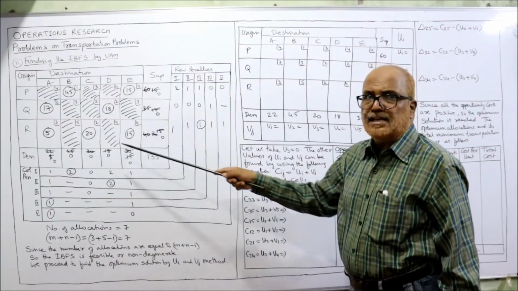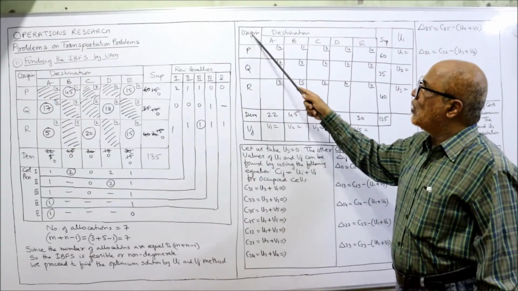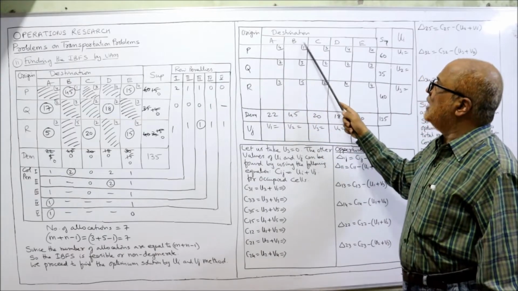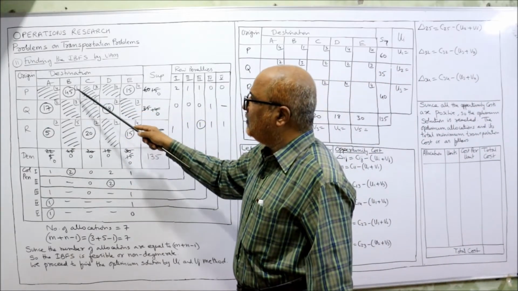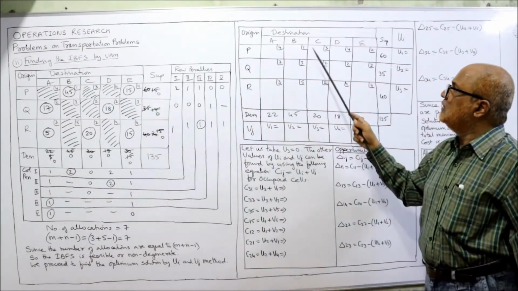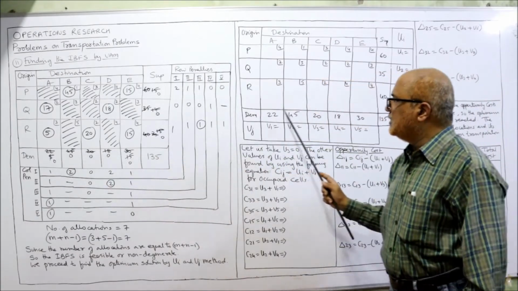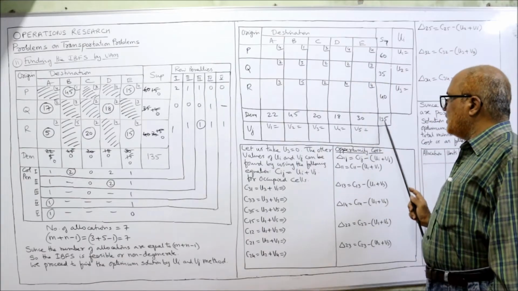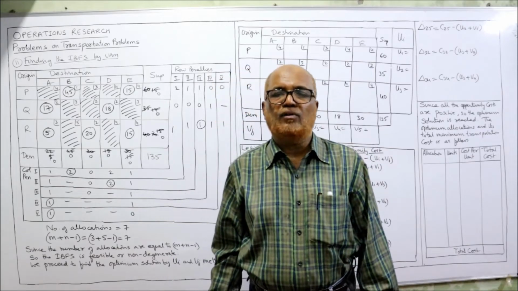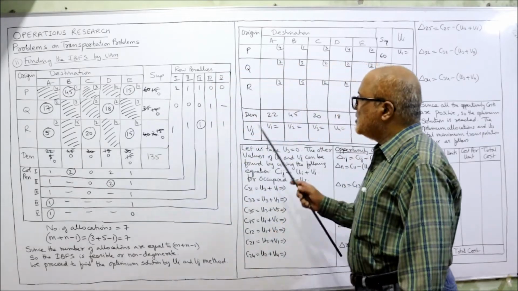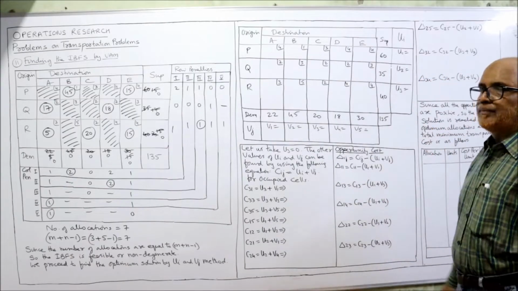Same table, the same table without penalties, we have to draw. Origin P, Q, R, destination A, B, C, D, E. All the costs we have taken here, 4, 2, 3, 1, 3, 5, the same. The demand, same demand, 22, 45, 20, and supply 60, 35, 40 total. Apart from that, one extra row and extra column for ui and vj. So here vj: v1, v2, v3, v4, v5, and u1, u2, u3, right?